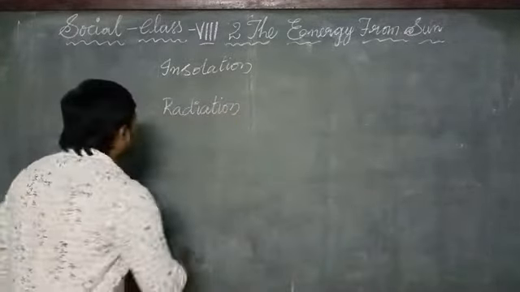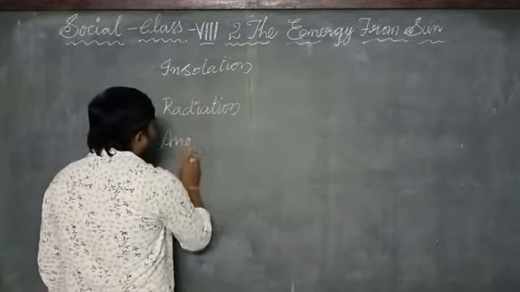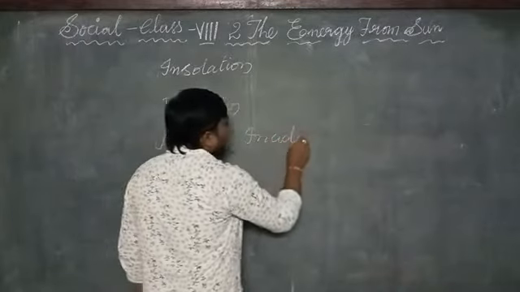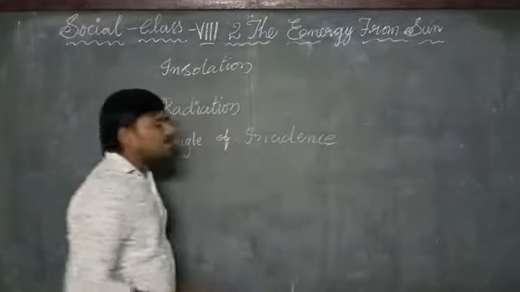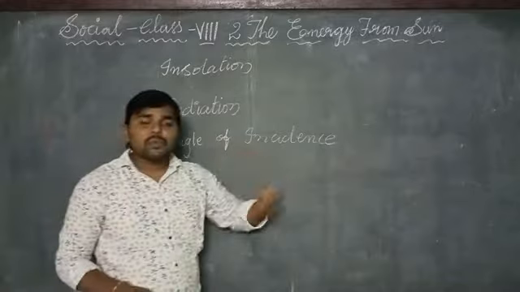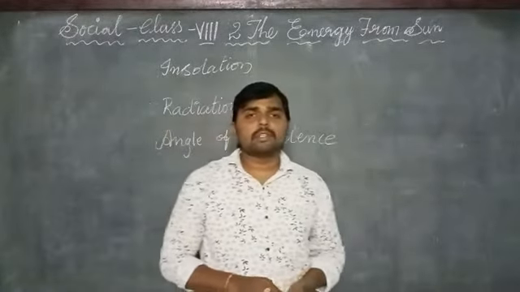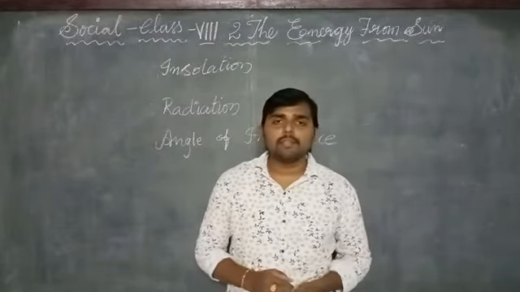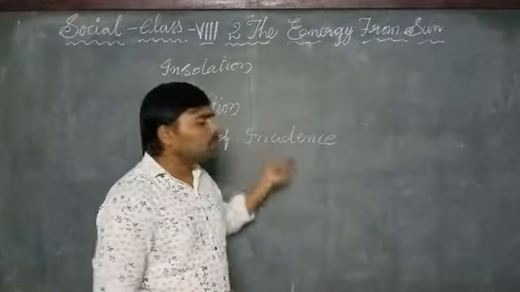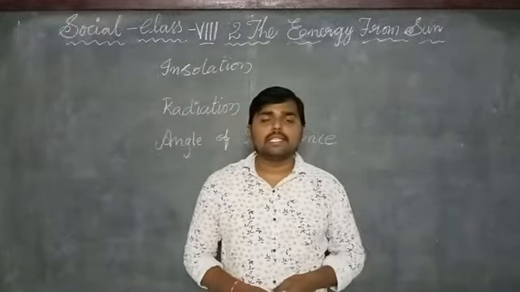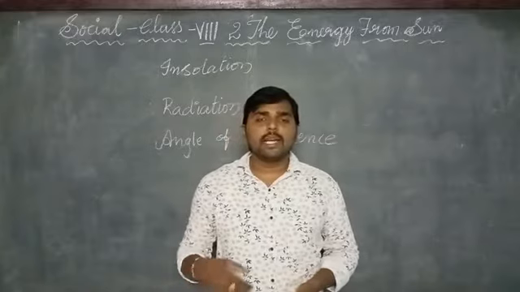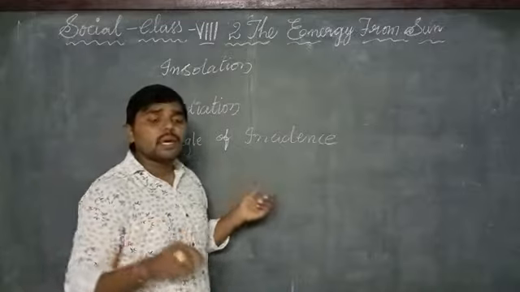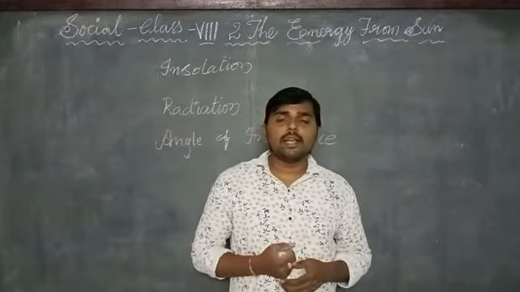Now let us see about the angle of incidence. What is meant by angle of incidence? Angle of incidence means the angle at which the sun rays fall on the surface of the earth. The angle at which the sun rays fall on the surface of the earth is called the angle of incidence.